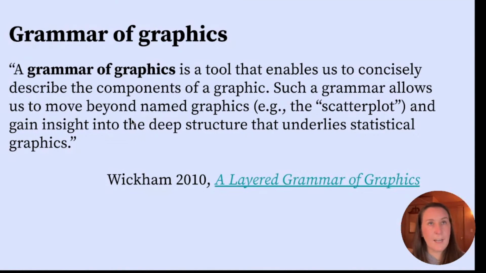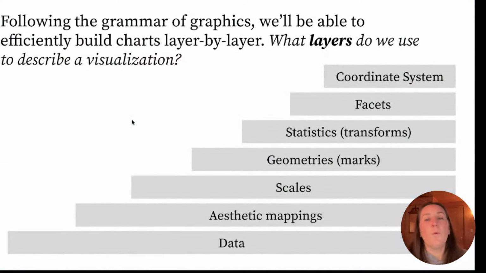So this gives us language and a set of rules that we can use to define every piece of a data visualization. And once we can build that language and those rules around how those things are built, that gives us the control and skills that we need to be able to build up data visualizations layer by layer. So what are the layers of this layered grammar of graphics? You'll see this represented different ways, but this is a standard representation of what the different layers of the grammar of graphics are.